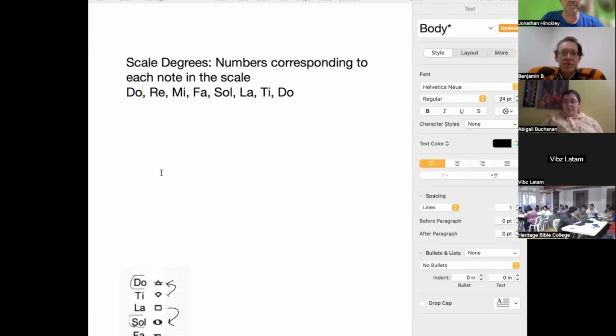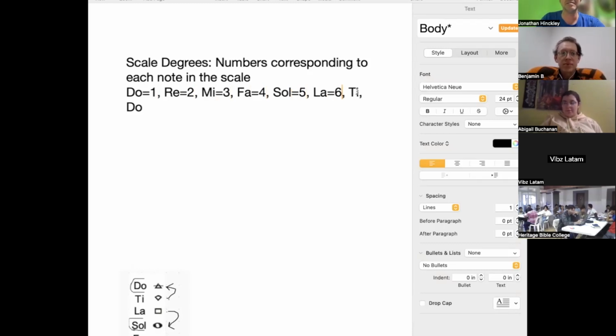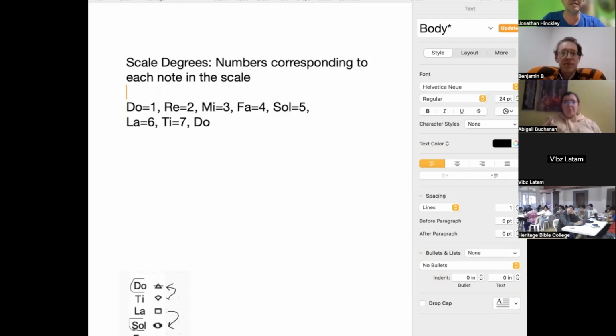So do would be our first note, right? First note in the scale. So we say scale degree number 1. Scale degree 2 is re. Mi is 3. Fa is 4. You get the picture, right? This is pretty easy, right? Sol is 5. La is 6. Ti is 7. Maybe I'll just spread it out a little bit here so we can see it.